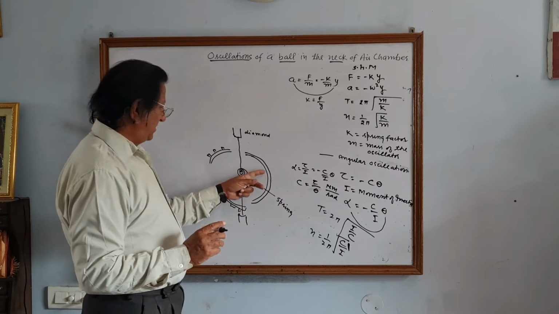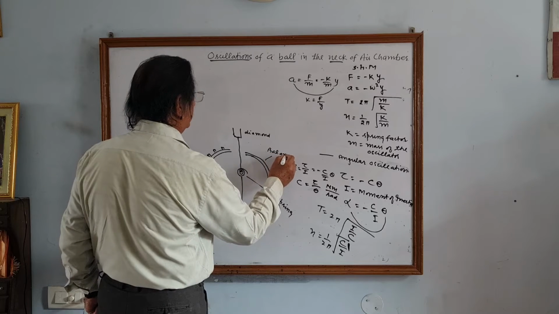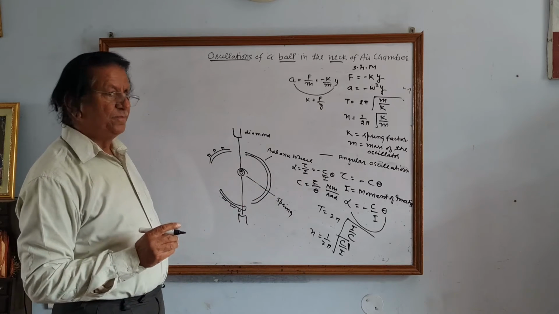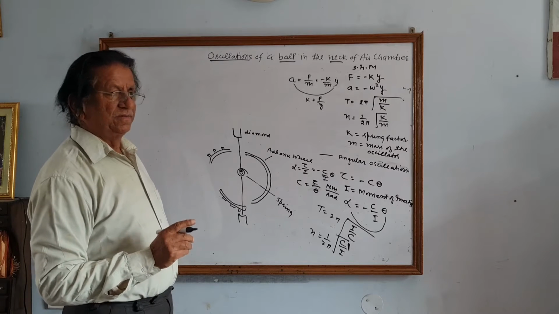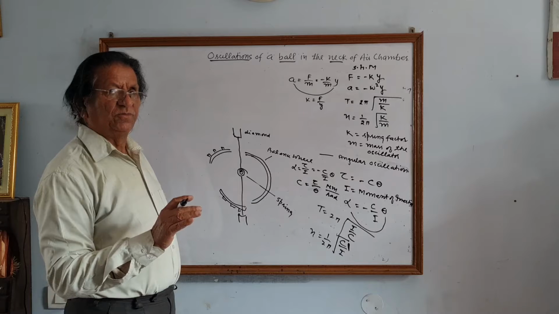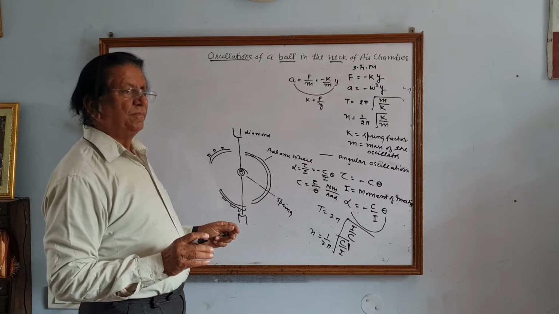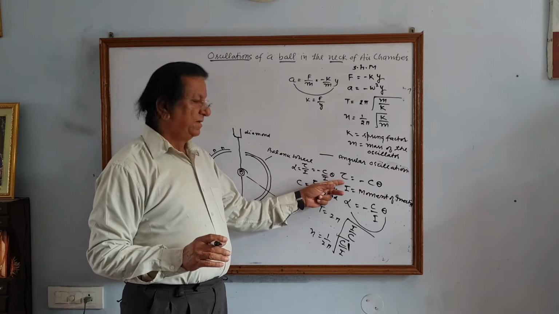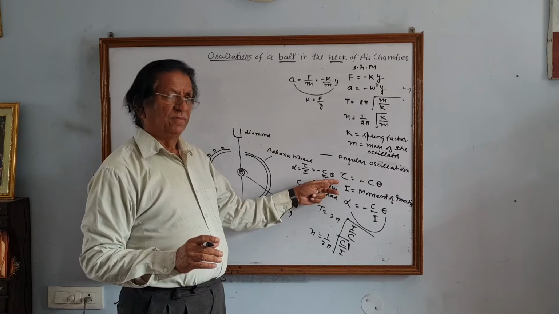And the oscillation of the wheel, this is the balance wheel, will control the movement of the hands of the watch. Second hand, minute hand, hour hand. There are 3 hands in a watch. उनकी जो movement होगी will be controlled by the movement of the balance wheel. And the spring will provide restoring torque. Okay.